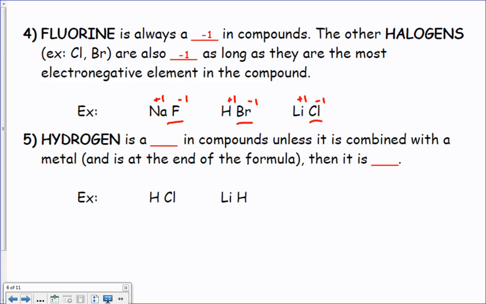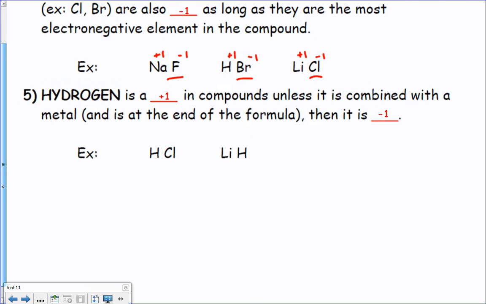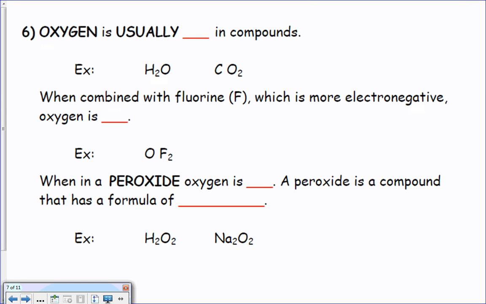Hydrogen is basically always a +1, except for when it is at the end of a formula, it's -1. And that is very rare that we get LiH. It's usually HCl or H2SO4. It's usually at the beginning. So it's just so you understand that there are some exceptions.